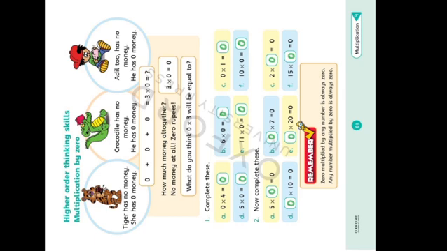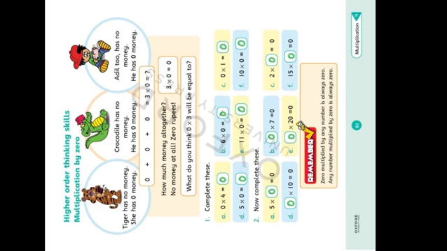The special rule is, any number multiplied by 0 is always 0. It doesn't matter if it's 10, 100, or a million. If you multiply it by 0, the answer is always 0. This is because you have 0 groups of that number.